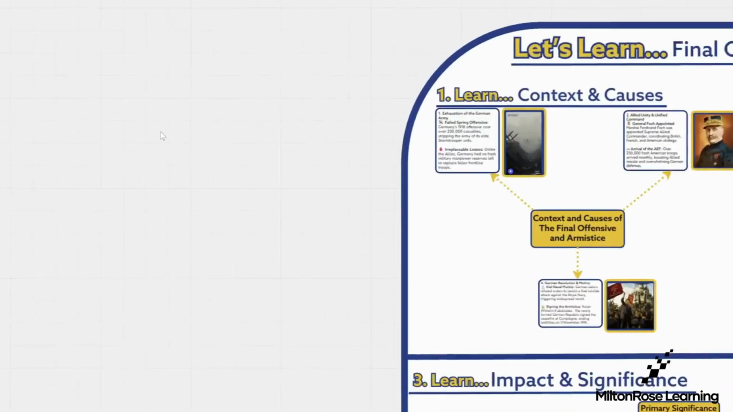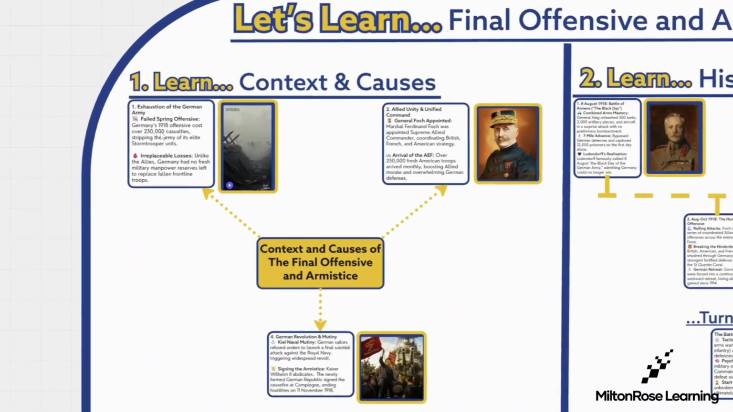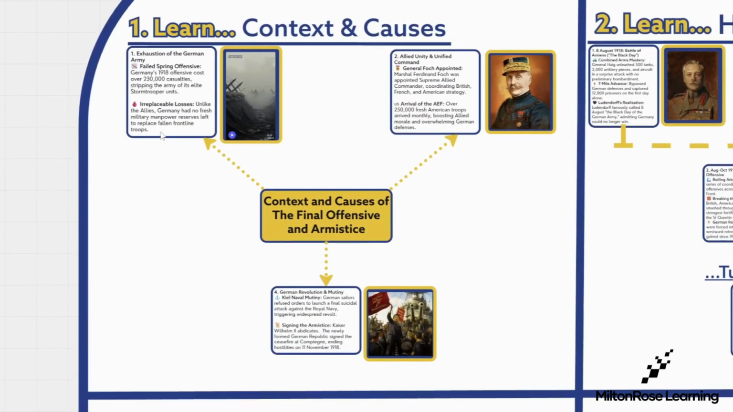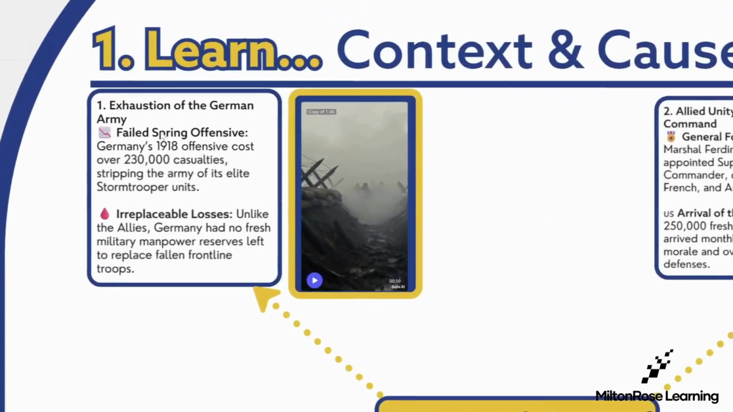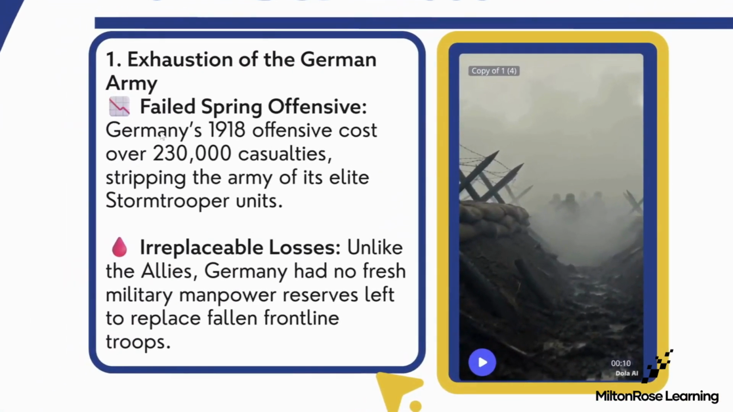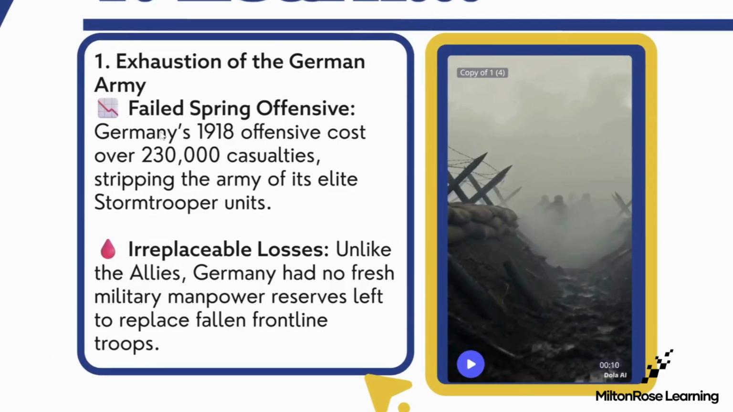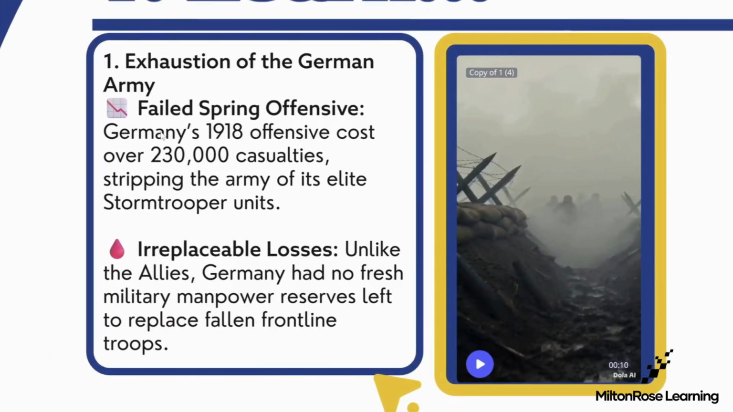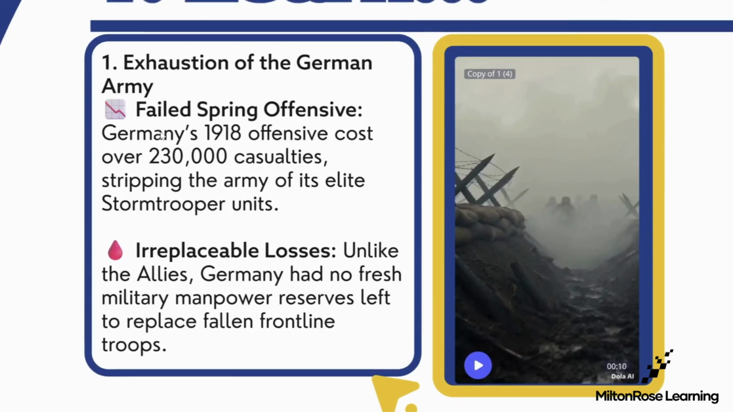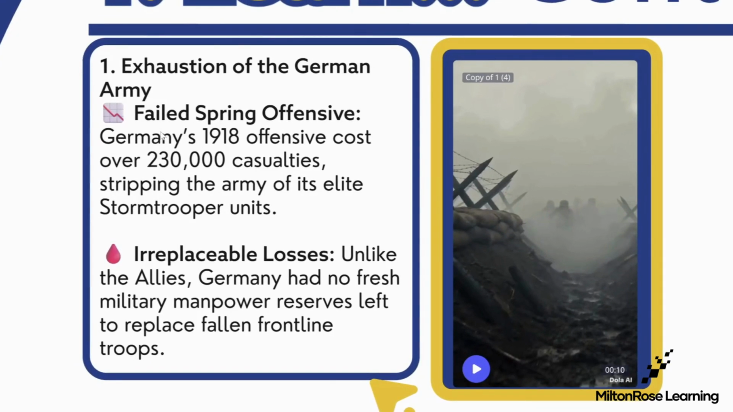Okay, so first off then, what was driving this final offensive and the armistice at the end of the war? Well, first off, let's get our head in the zone here then. The exhaustion of the German army. They were absolutely exhausted, they had nothing left to give. So the failed spring offensive, which was called Operation Michael, Germany's 1918 offensive, cost over 230,000 casualties, stripping the army as well of its elite stormtrooper units, who were highly trained, in my opinion probably the most deadly troops in the war.